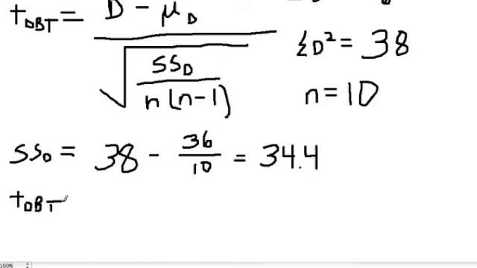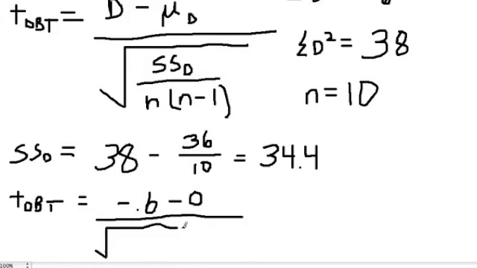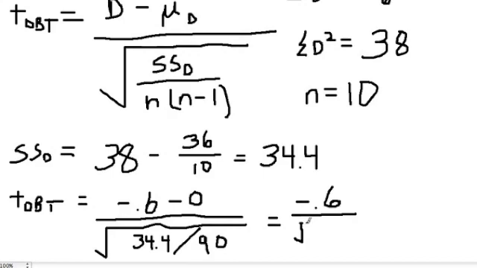So we have d bar, which is -0.6, minus mu sub d bar, don't worry about that, it's just always going to be 0, all over the square root of 34.4 divided by 10 times 9. And we're just going to plug in these numbers. We have -0.6 all over the square root of 0.38, and using my calculator, I get a result of negative 0.973.